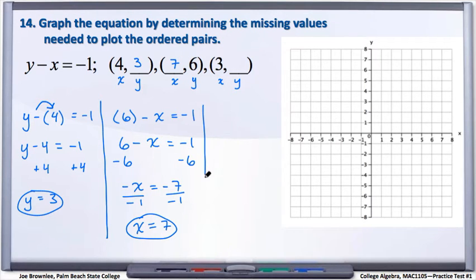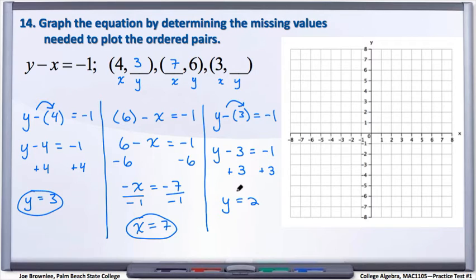And last but not least, we'll find the missing y from this last ordered pair. To do that, we'll do y minus positive 3 equals -1. Again, we'll distribute, so we end up with y minus 3 equals -1. We'll add 3 to both sides so that we can get the y all by itself, and so we end up with y equals positive 2. So now we have all three of our points.